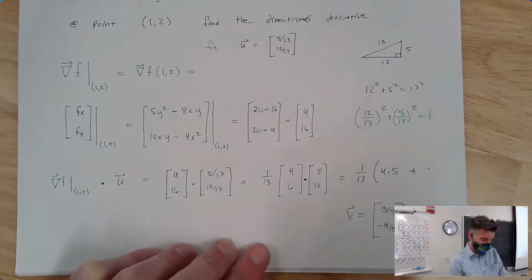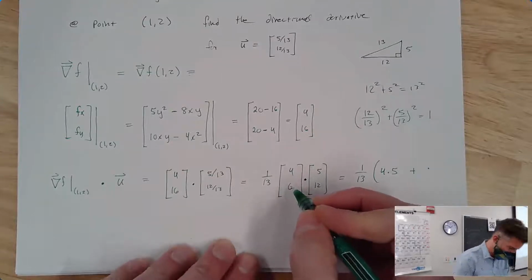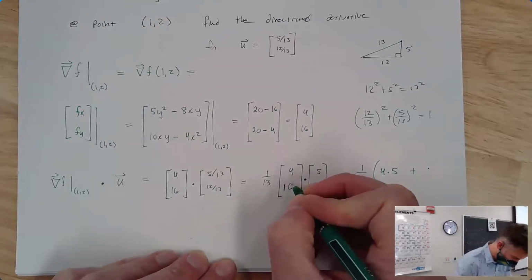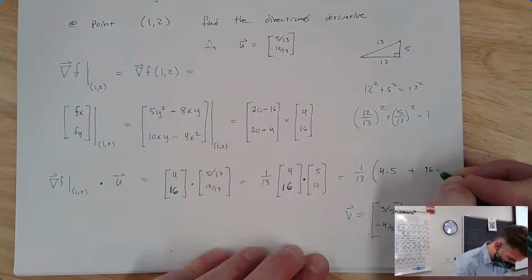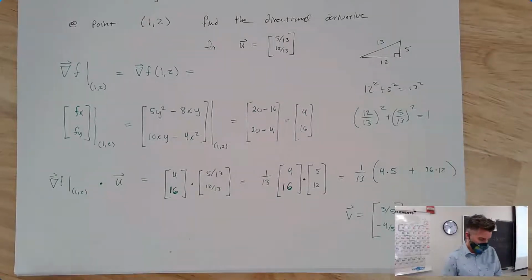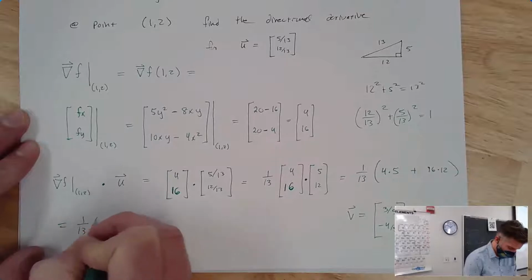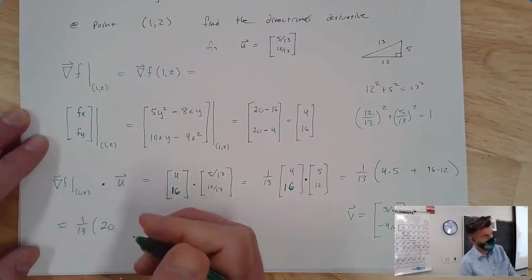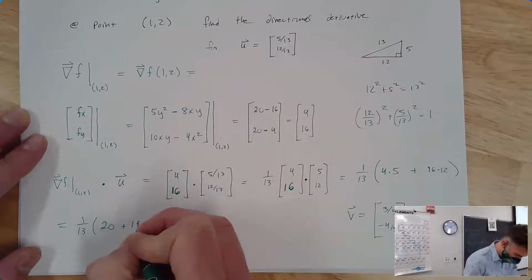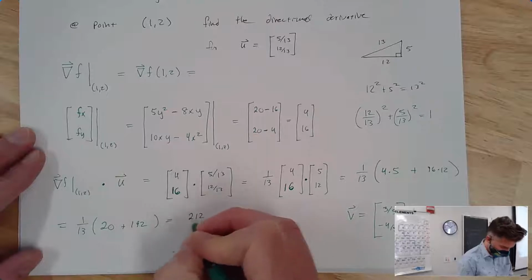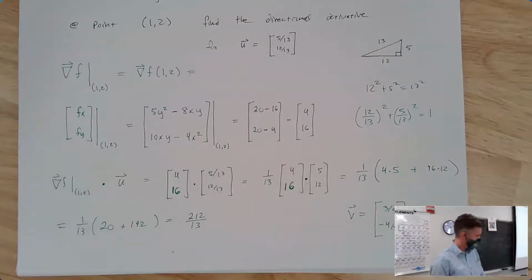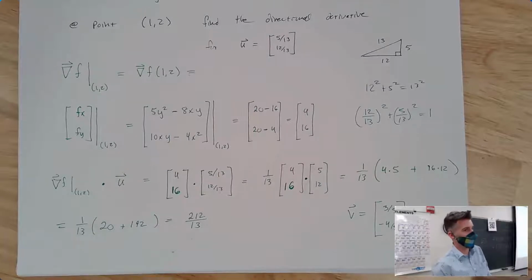Not 4 times 12, that is a 6. I think now I'm like, is that a 6? No, it's a 16. Apologies. Should be a 16. 16 times 12. So that's going to be 1/13 of 20 plus 16 times 12 is 192, I think. So that's going to be 212 over 13. And I doubt that reduces. You could maybe try. I don't think it reduces. It's very unlikely that reduces.